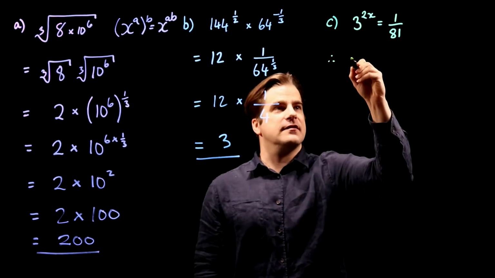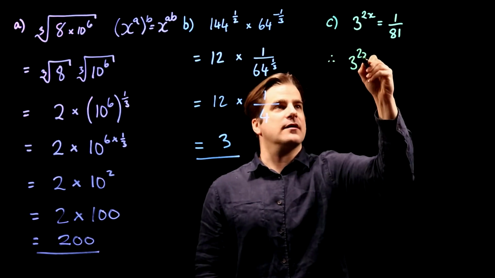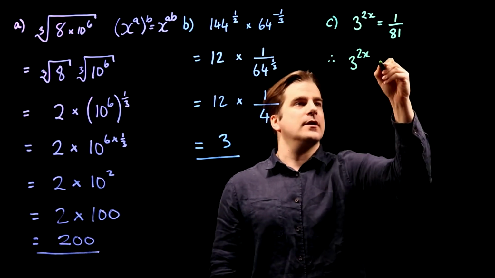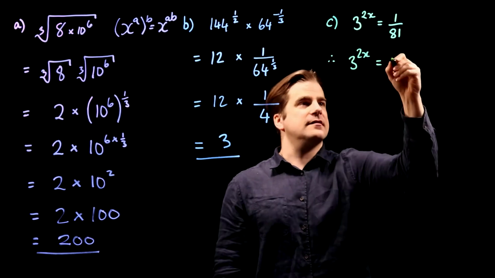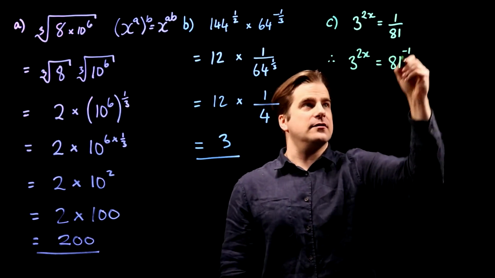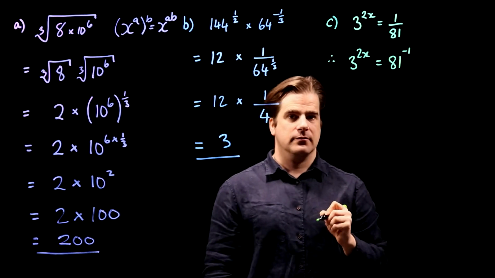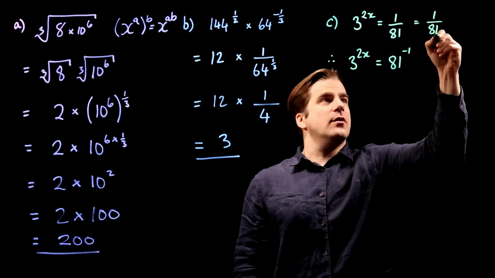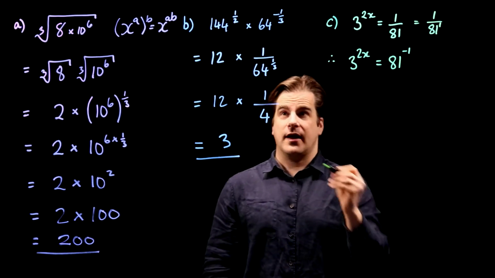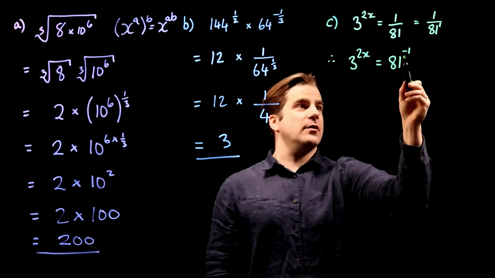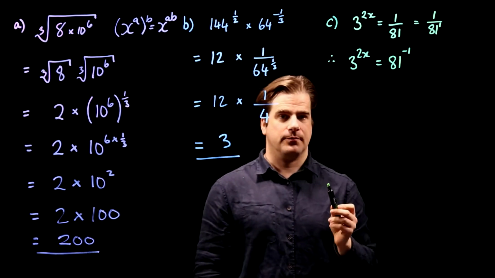Okay, so therefore we leave that side the same, 3 to the power of 2x. First thing we'll do is bring the 81 to the top. 1 over 81 is the same as 81 on the top to the power of minus 1. Okay? If you like, that's 1 over 81 to the power of 1. So like we're talking about here, that's the same as 81 to the power of minus 1. Okay?